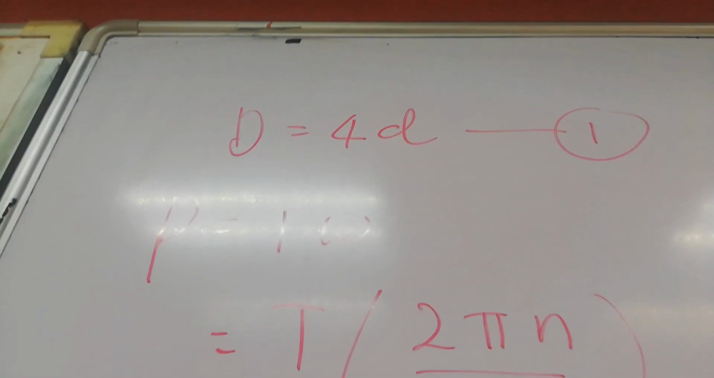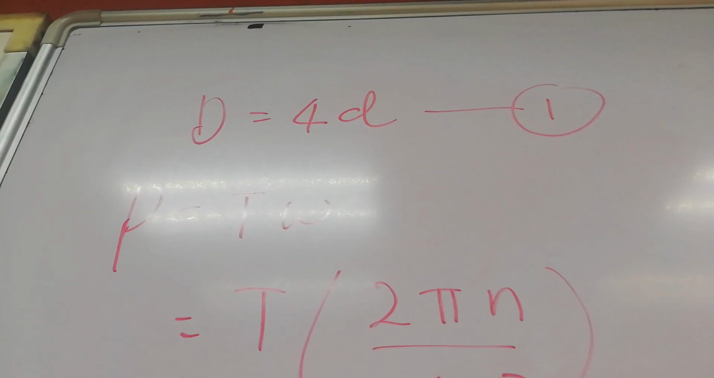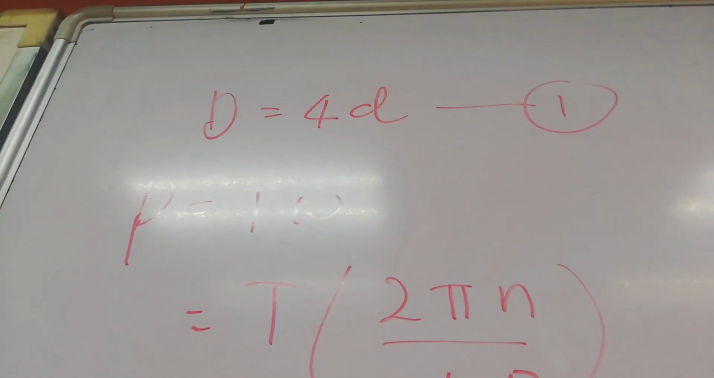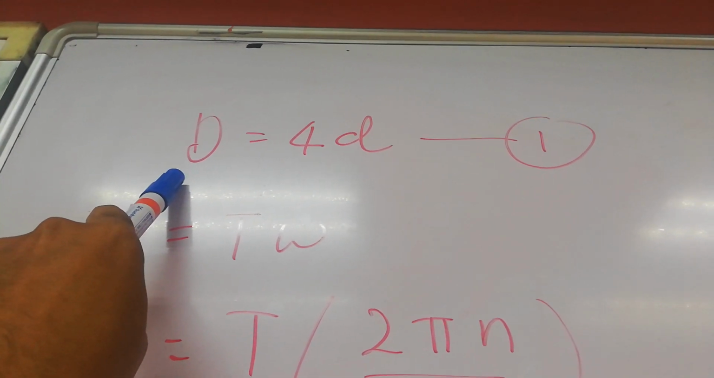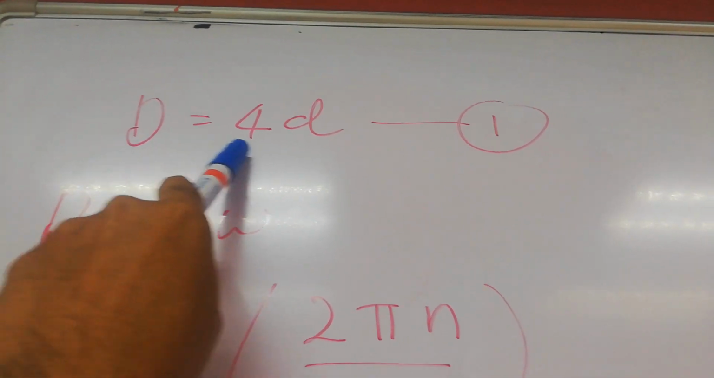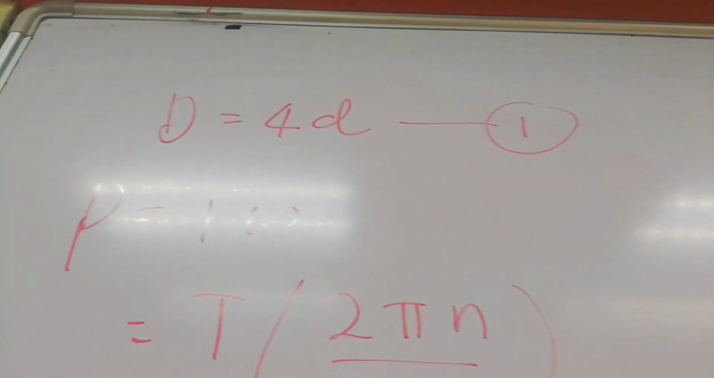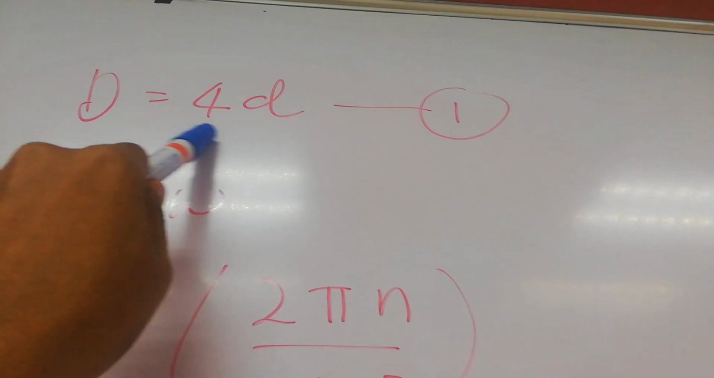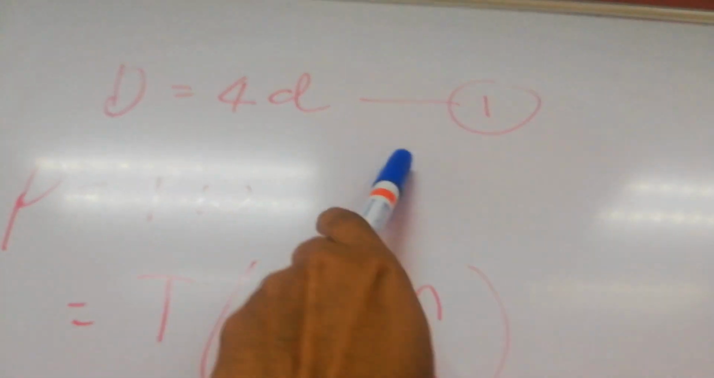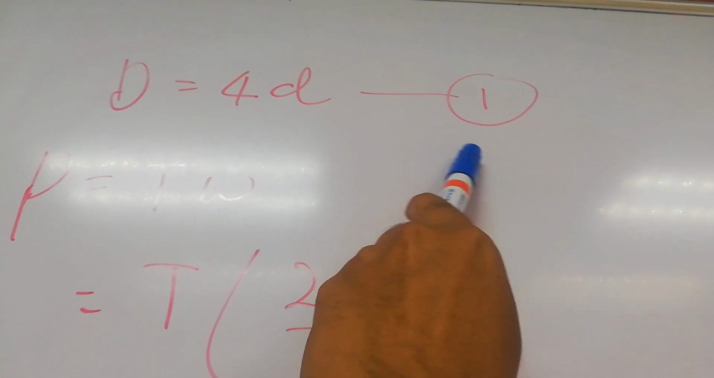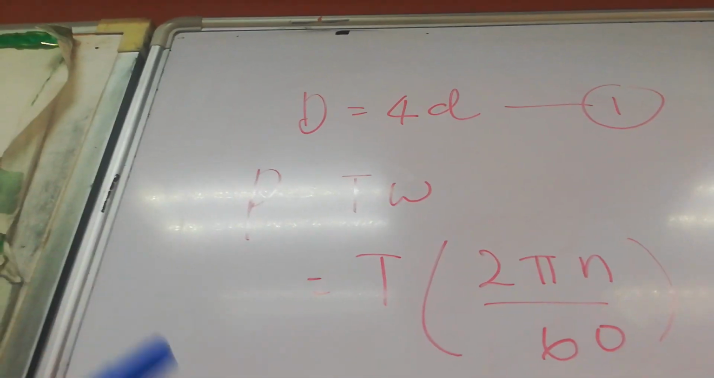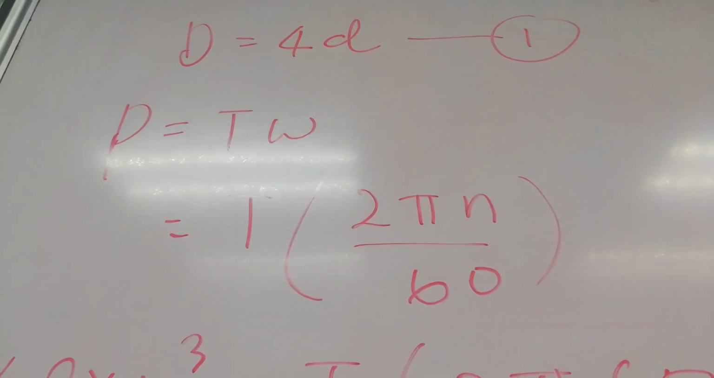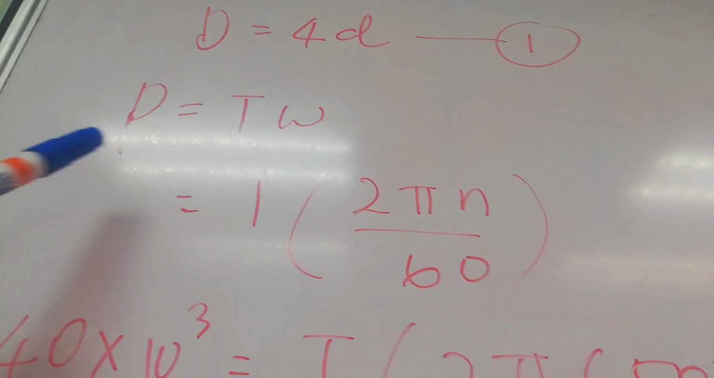So in order to solve, the question gives us the outside diameter, which is large D equal to 4 times small d. So D equals 4d. This is the first equation, and then the question also mentions the power.